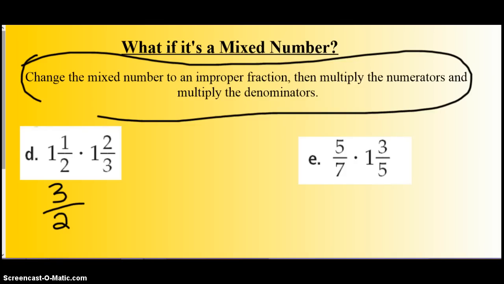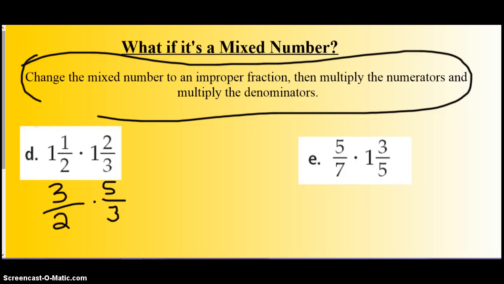So 3/2 is the same as 1 1/2. Multiply that by 1 2/3. We've got 1 times 3, which is 3, plus 2 is 5. Gives you a numerator of 5, denominator of 3. Again, we're looking at the whole number times the denominator, add the numerator, and then your denominator stays the same.